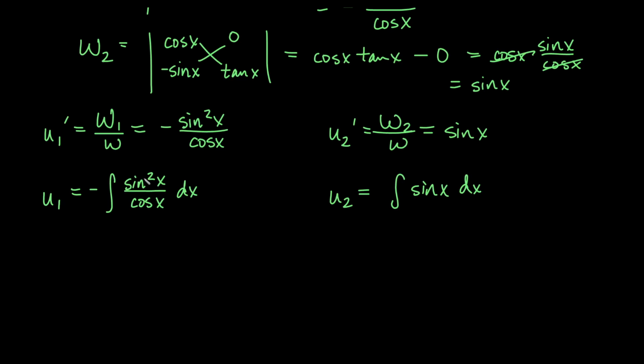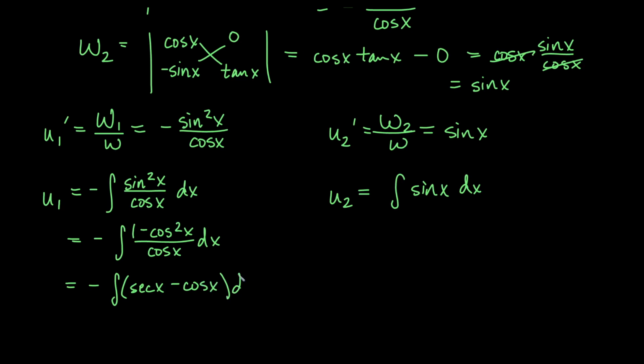This one here I think is not so bad to do. This one we might want to use an identity. So if we think of this as negative integral of 1 minus cosine squared x on the top over cosine x, that might be one way to do it. And then split these up, so think of this as the integral of 1 over cosine x, which would be secant x, and then cosine squared x over cosine x would just be cosine x. Go ahead and do that. This antiderivative here is just negative cosine x, right? Remember, we leave off the plus C when we're finding our u1 and our u2.